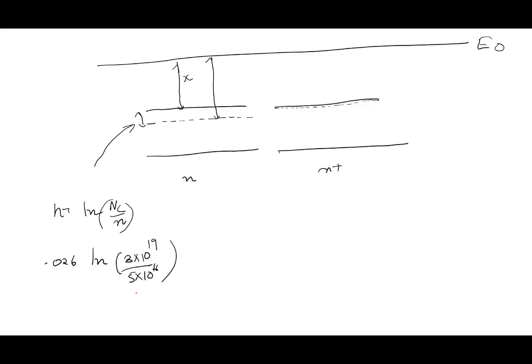So let's do the calculation. ln of 3 times 10 power 19 by 5 times 10 power 16 turns out to be 0.16 or something, if my calculation is correct. All right, so let's just take it as approximately 0.2. So how will it look now? Band diagram. This is before equilibrium.